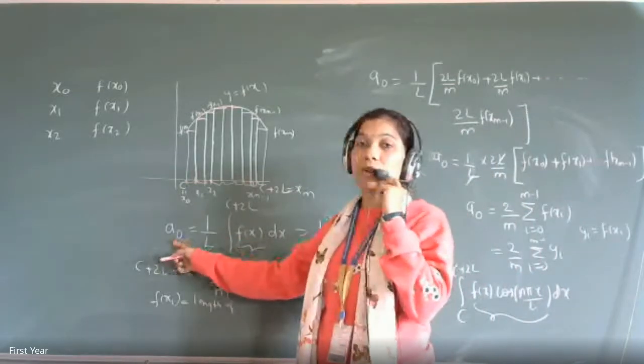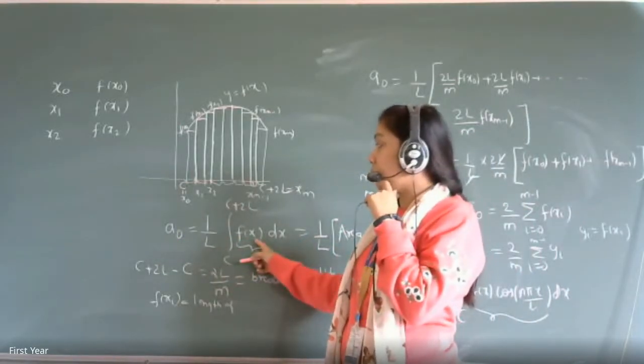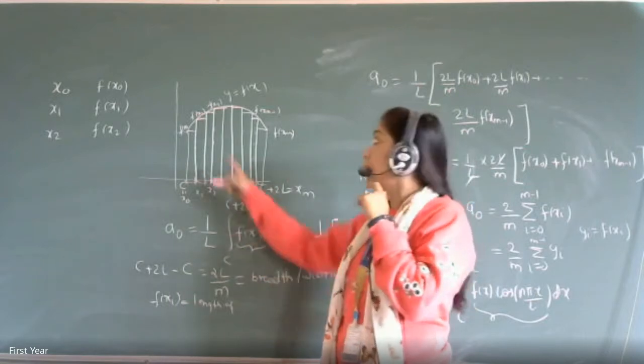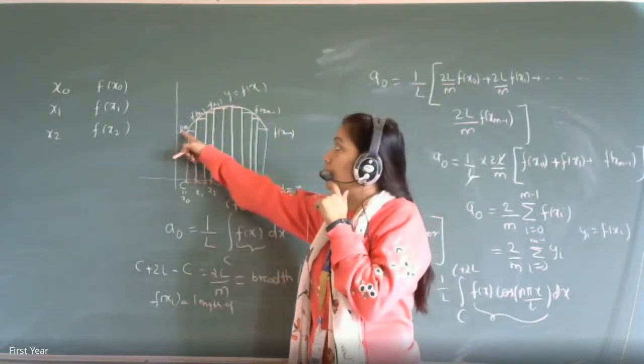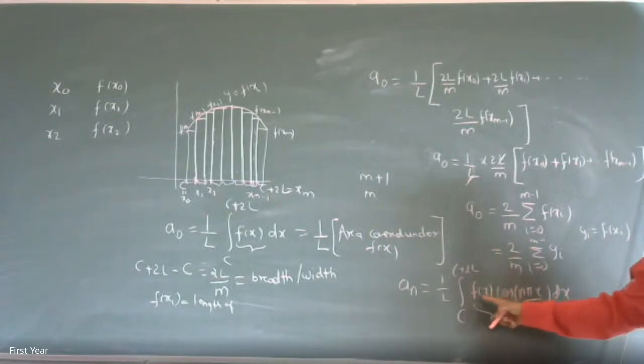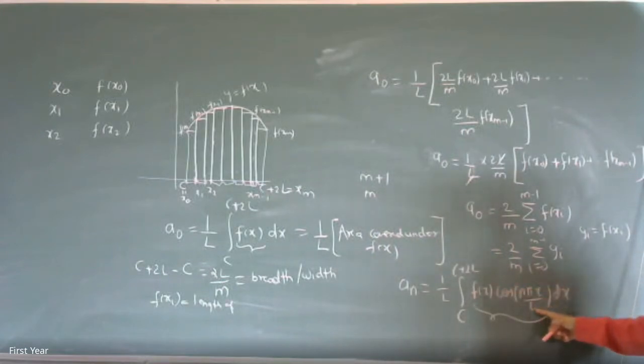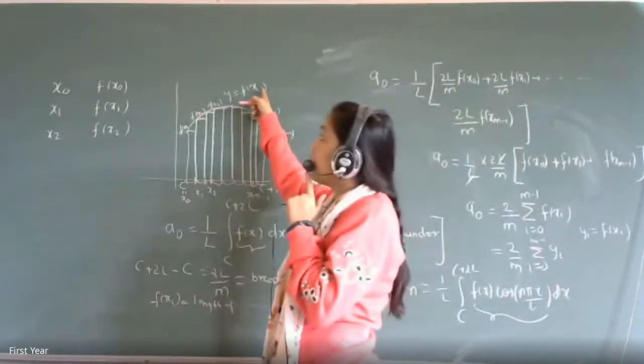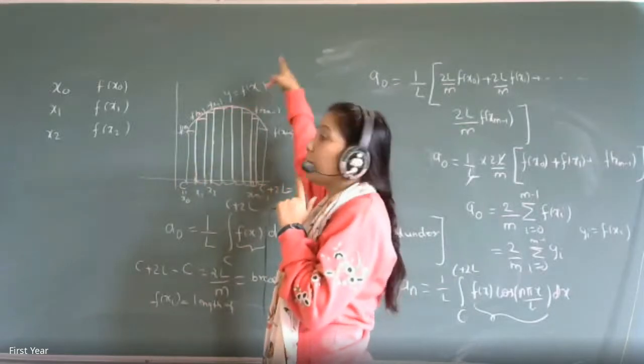Yeah, ma'am. When I was trying to derive the formula for a naught, the function under which area had to be calculated was f of x. So it was f of x naught, f of x1, f of x, and so on. Now the function under which I have to find the area is f of x into cos n pi x by n. Ma'am, can you repeat the last part? My voice again cut.